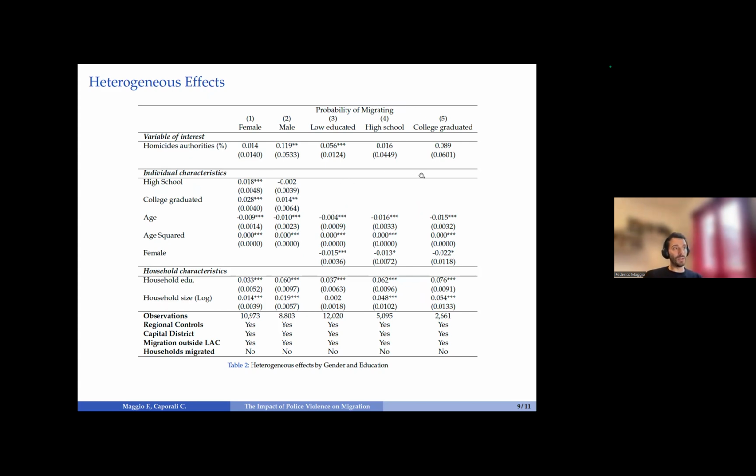For high school and college graduates, the coefficient is still positive, but not significant, suggesting that many more factors could coexist in the decision to leave the country. For example, migration policies at destination countries, the labor market situation in the destination countries.